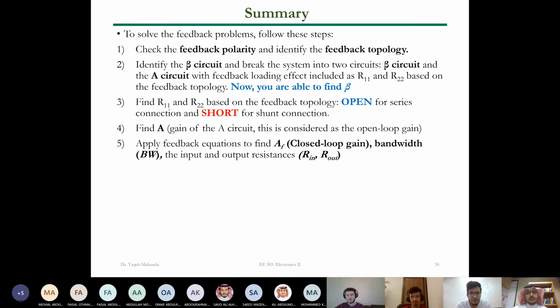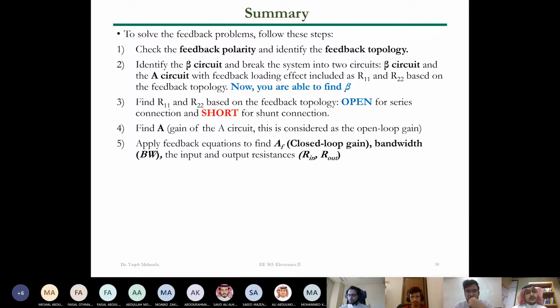We have 4 topologies, and of course the effect of these topologies will only be on the input and the output impedances. But for the gain, for all topologies, it will be reduced if you are applying a negative feedback, and the bandwidth will be extended.